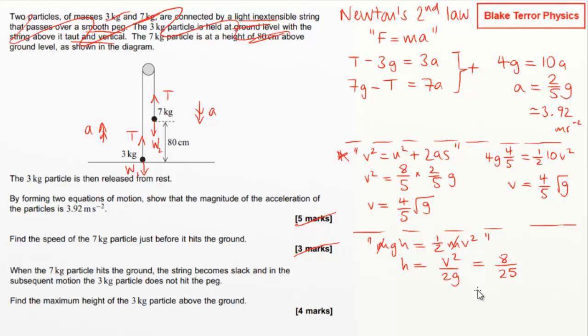So 8 over 25 is an extra 32 centimeters. So 32 centimeters on top of the 80 centimeters that we already had. So the total height is going to be 32 plus 80 centimeters, so 1.12 meters. And again, we haven't had to go to a calculator for any of these. So yeah, it's quite satisfying when you can get a question that goes that way.